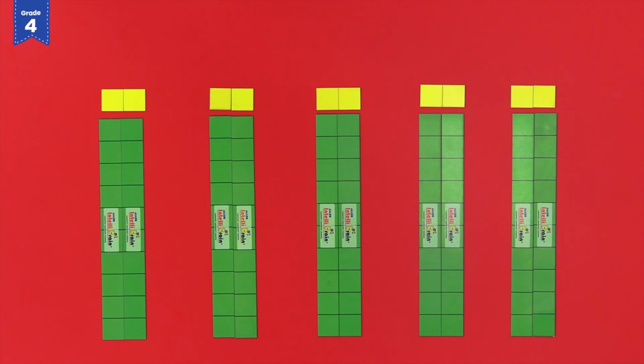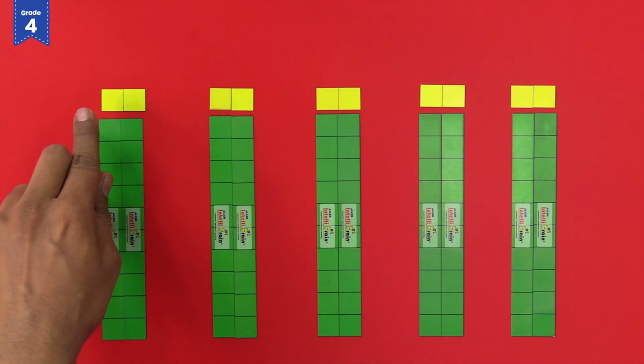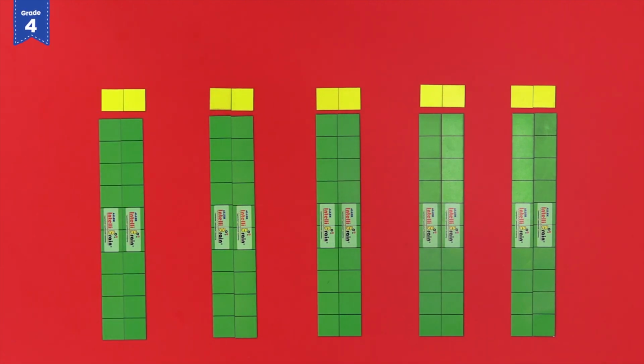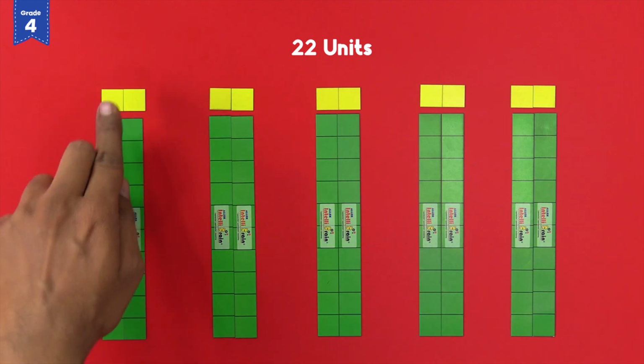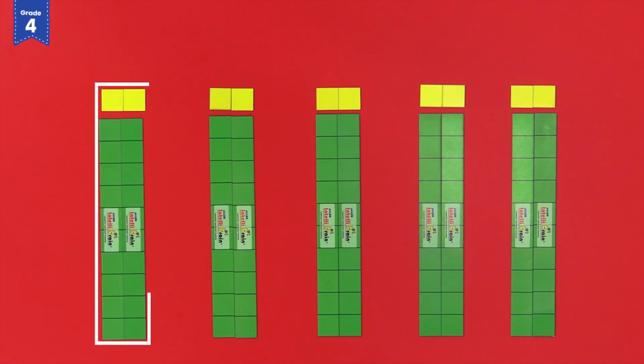To find the quotient, we need to count the total number of single units in each group. We have 10 plus 10 plus 2, which makes a total of 22 units in each group. The quotient to our division problem, 110 divided by 5, is 22, and there is no remainder. Yes, the remainder of 110 divided by 5 is equal to 0, as there are no single units remaining out of the groups.